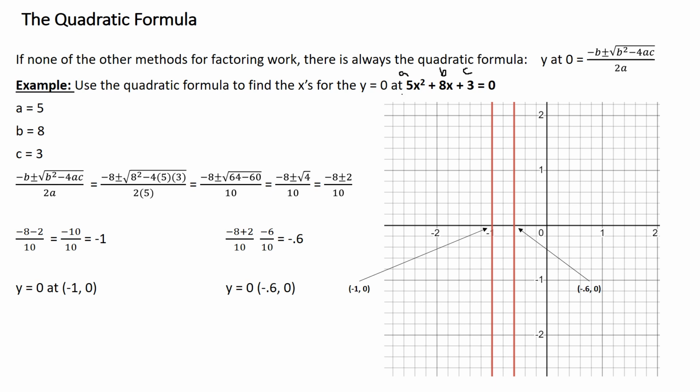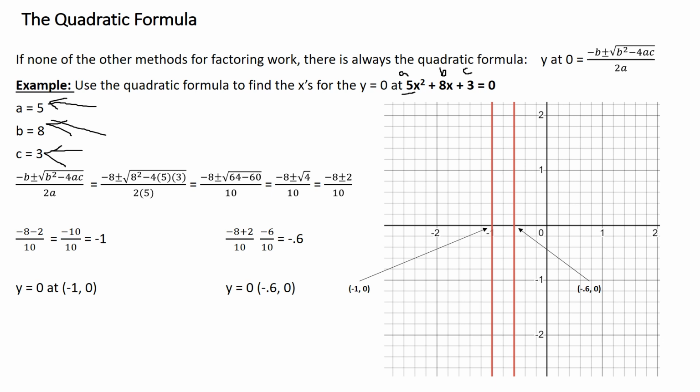So here's my A, which is 5. Put it right here. It's attached to the x squared. My single factor x, 8x, which is my B. And then my C is my constant, which is right here. And I'm just going to plug this in. I've gone step by step here, but I'm sure you've done this before.